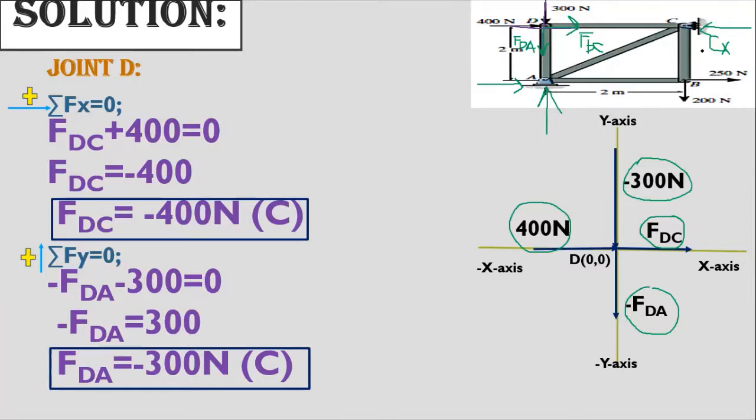You can find it out from the summation of Fx, and you can also find it out from the summation of Fy. So it's up to you. Whatever equation you want to take, you can select it, and you can easily calculate FCA. So I am moving towards the next joint C.